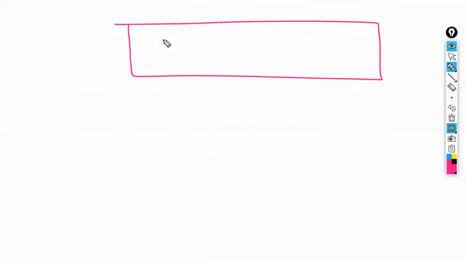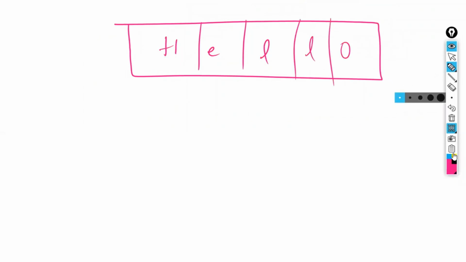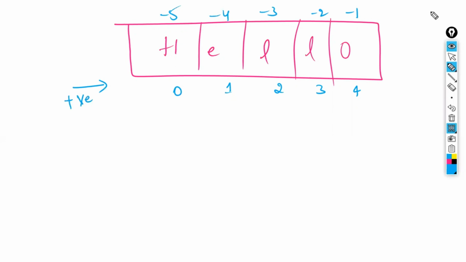So the example we are considering here is "hello, HELLO, hello", right? And the index numbers I'm writing as 0, 1, 2, 3, 4, -1, -2, -3, -4, and -5. This is forward indexing, that is positive indexing. This is negative indexing. Either it is possible to move in this direction or in this direction.